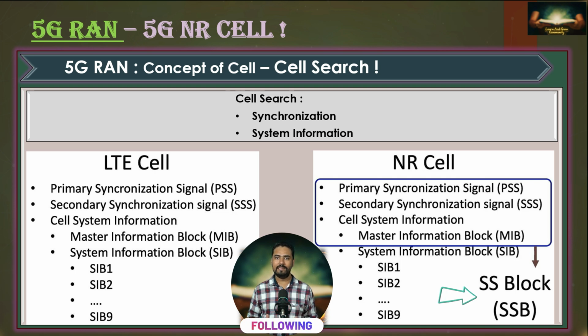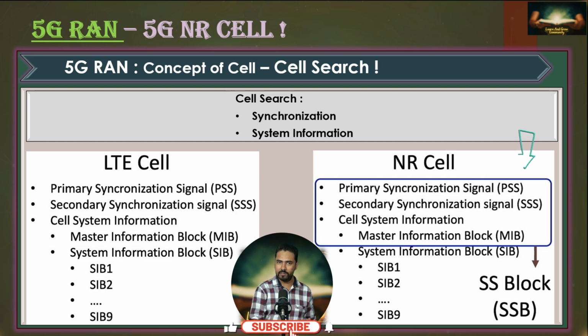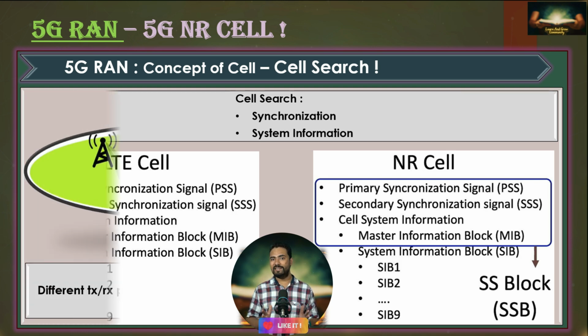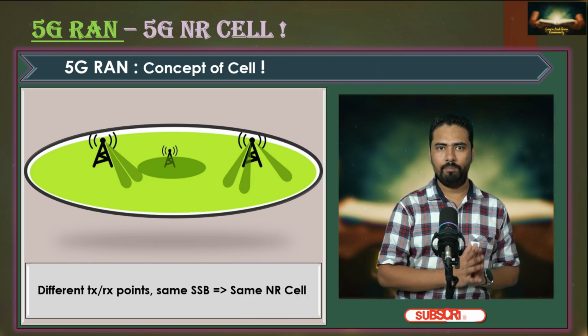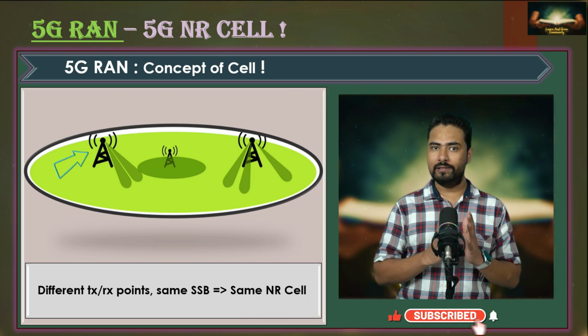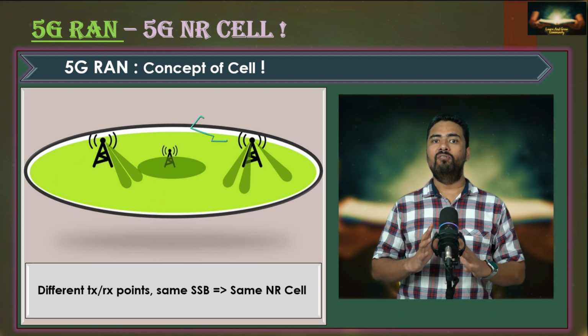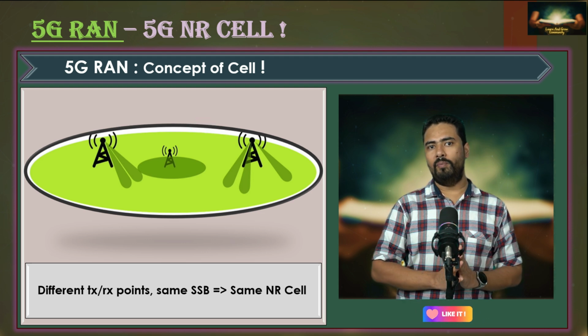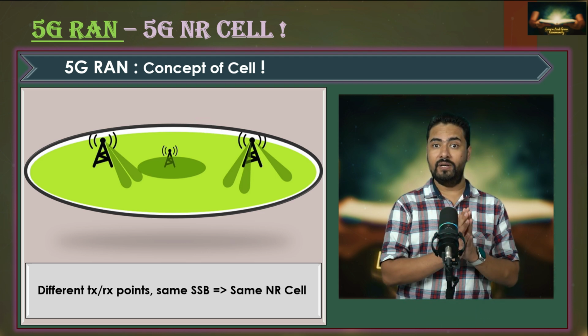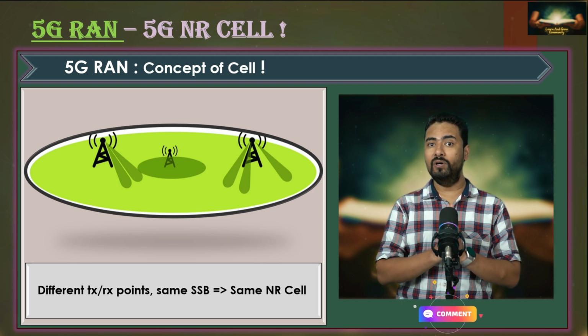In NR, this similar concept is called the SS block, which includes the primary synchronization signal PSS, secondary synchronization signal SSS, and master information block MIB. The main difference in NR is that multiple transmission and reception points can transmit the same SS block, and hence they act together like one cell. Let's understand this with one example. Consider we have one base station that supports beamforming in 5G NR, a small cell that obviously does not support beamforming, and another base station that is also using beamforming. Now if all of them are transmitting the same SSB, then they will act like one single cell.